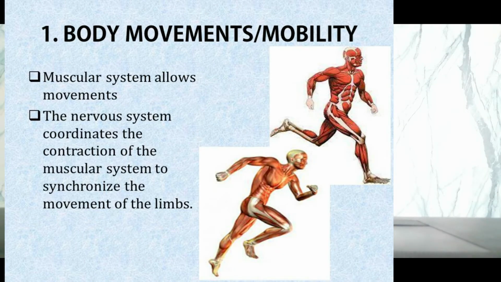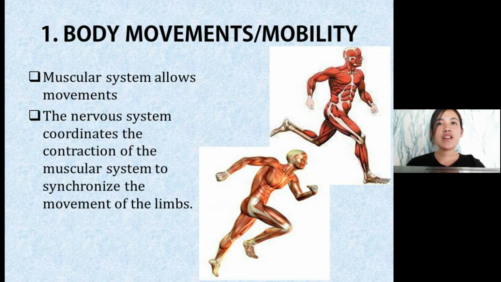First, body movements or mobility. The muscular system allows movements. Tendons and other connective tissues are used to secure muscles to the joints and skeleton during movement. The nervous system coordinates the contraction of the muscular system to synchronize the movement of the limbs. The smaller skeletal muscles are usually responsible for these actions.